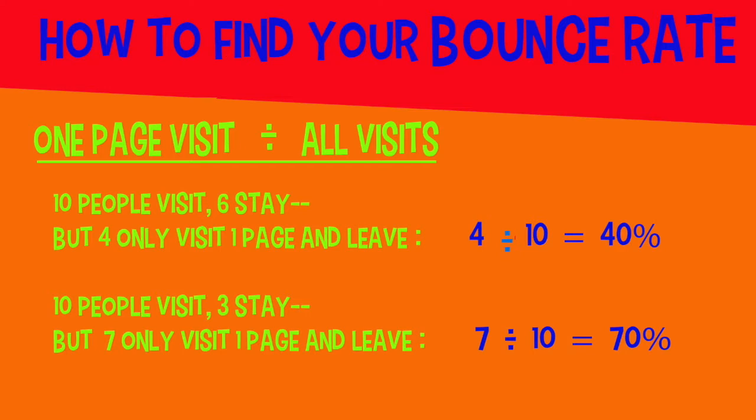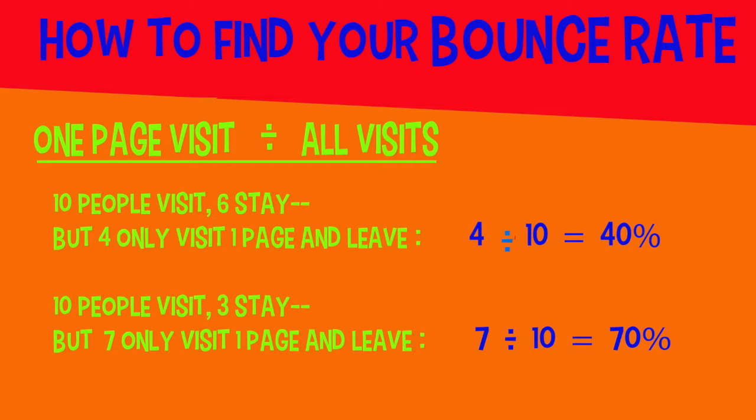Bounce rate is determined by taking the amount of people who visit your website and only visit one page and divide that by all the people that visit your website. So if 10 people visited your website and 4 only visited one page and left, then you divide 4 by 10 and you get 40%, which is pretty good because 6 people stay.